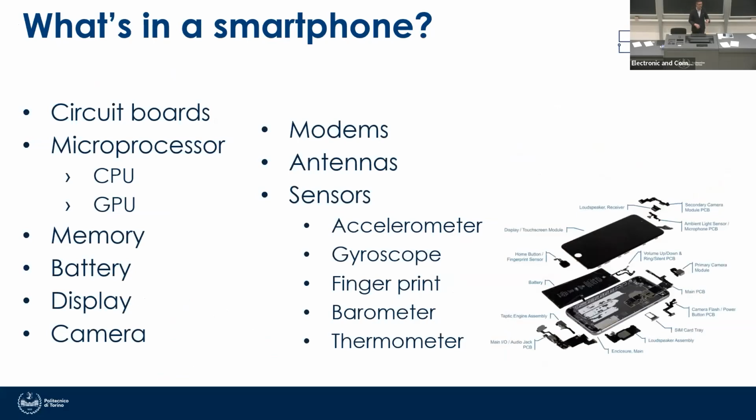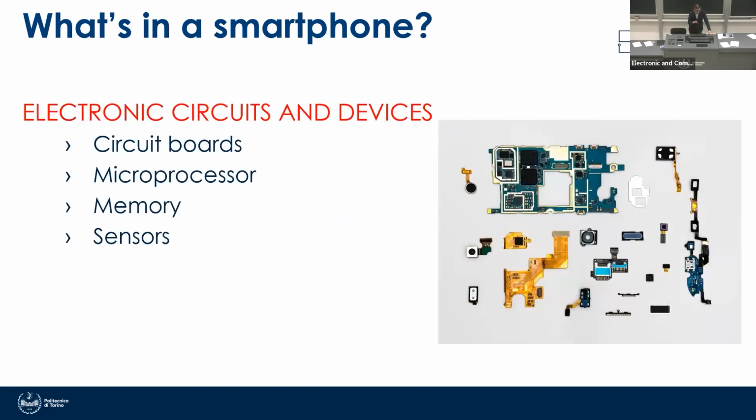So what if you would open your smartphone and sort of take it apart in pieces? You will find circuit boards, microprocessors like CPU, GPU (graphical processor unit), memory, battery, display, camera, modems that also Guido cited, that are modulator, demodulator, so transmitter and receiver in the end, antennas, we see many antennas, and a lot of sensors: accelerometer, gyroscope, fingerprint, barometer, thermometer, that allow you to use the phone in many different ways with many different applications. So now I will try to group these components in areas.